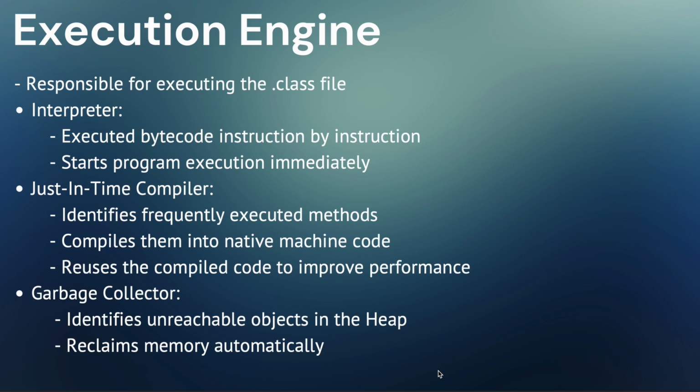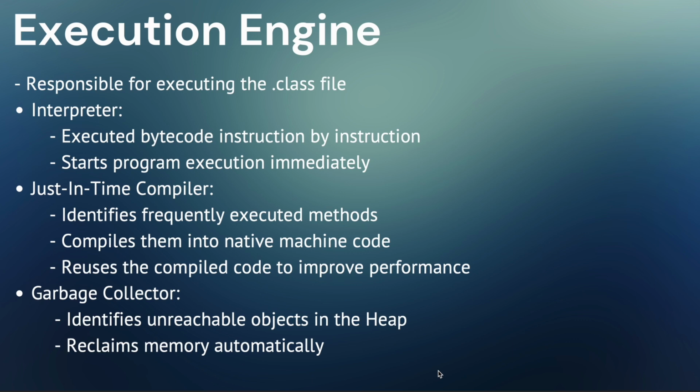But all of this memory is useless unless something actually executes the code. That's where the execution engine comes in. You can think of it as the processor of the JVM that takes bytecode and executes it step by step. It mainly works using three components. The first one is the interpreter. The interpreter reads bytecode instructions one by one and executes them immediately. This makes the program start up fast because execution begins right away.